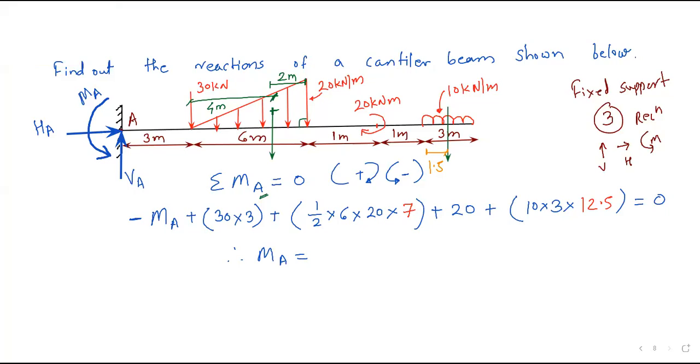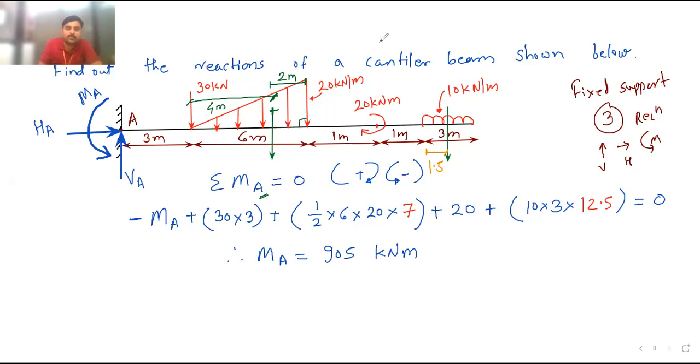What is the answer? 905. Okay. So the answer is 905 kilonewton meter. Did you get a positive answer or a negative answer?